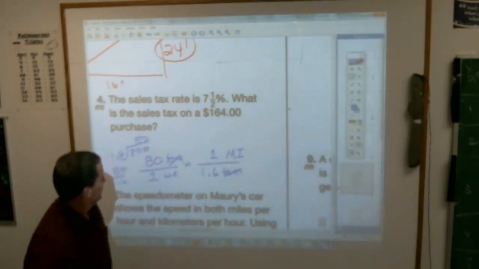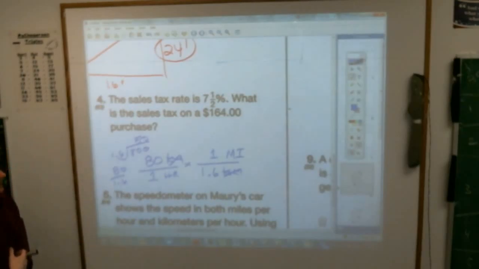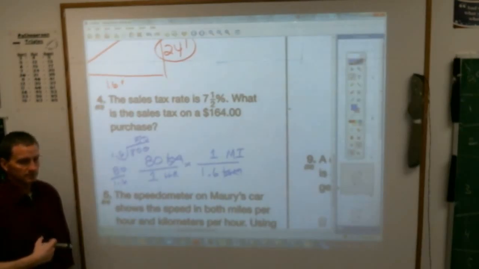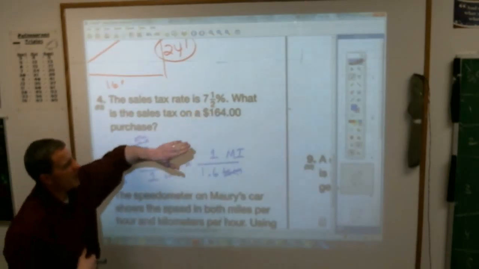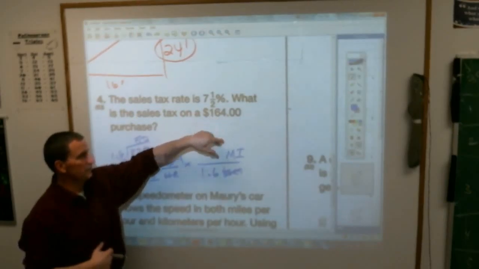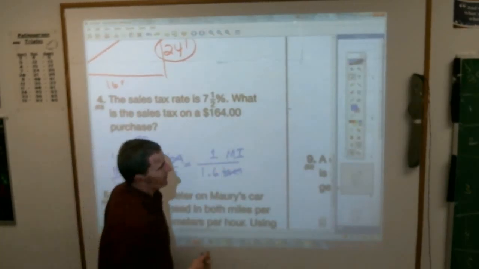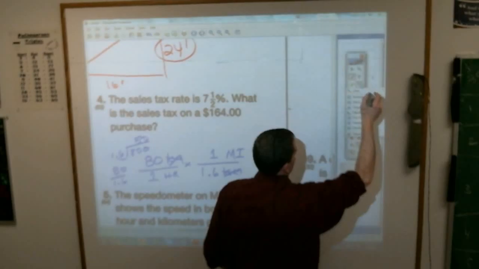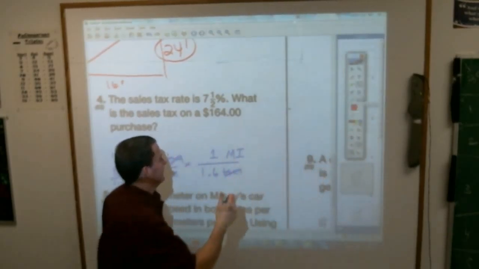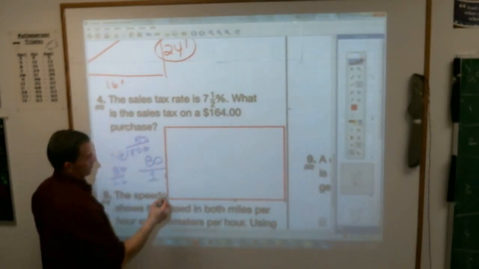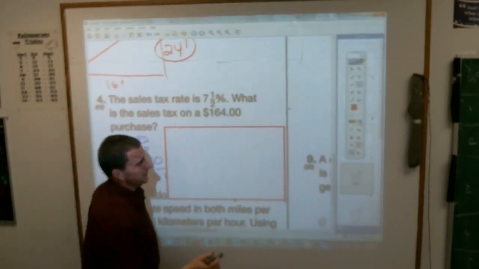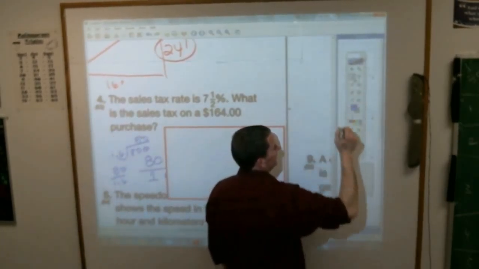Sales tax rate 7.5%. Anybody? Tax and tip is what type of problem? Multiplication, always. You want to know what 7.5% of $164 is. Now the problem that may come in here is changing 7.5% to a decimal. Anybody? How do I change 7.5% to a decimal?